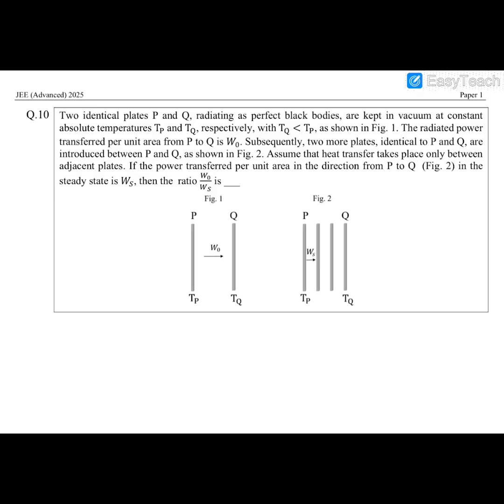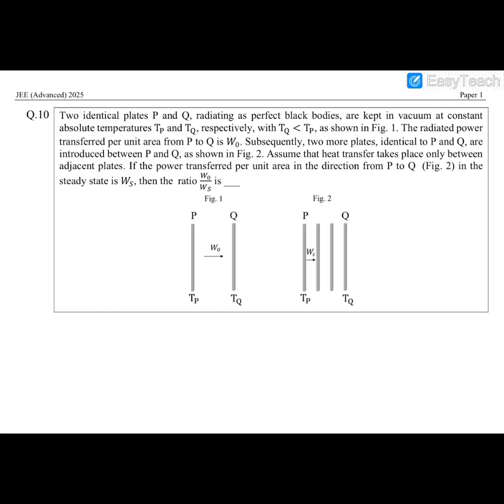In this question you can see that there are two identical plates P and Q, and these plates are ideal black bodies, and these are kept in vacuum. The temperature of P is Tp and temperature of Q is Tq, and Tp is greater than Tq. Now the radiated power which is transferred from P to Q, this is the net power which is transferred from P to Q, it is W naught.